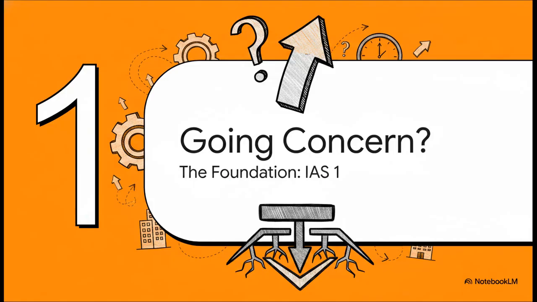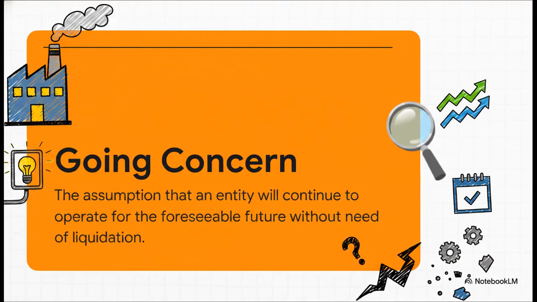Okay, so before we can even think about touching the numbers, we have to ask the single most important question in all of financial reporting. Is this business actually a going concern? Will it still be around for the foreseeable future? This right here is the bedrock, the absolute foundation laid out in IAS 1. It's the "Are we still in business?" standard. So what is this going concern principle?